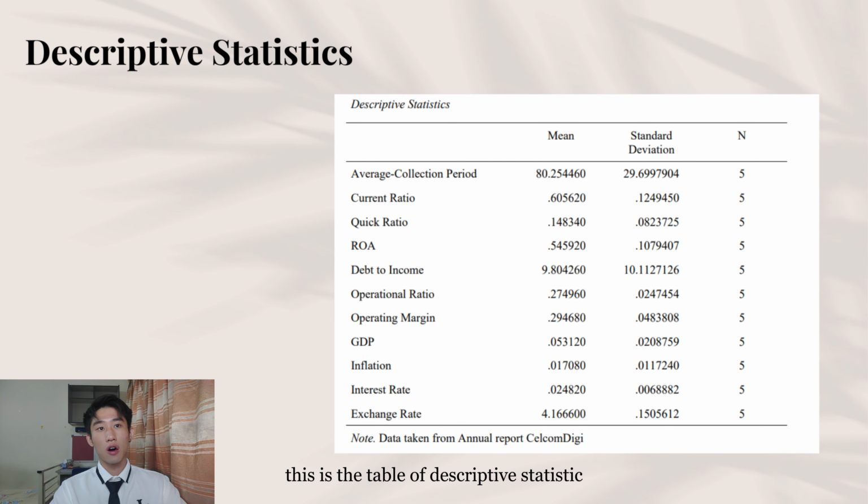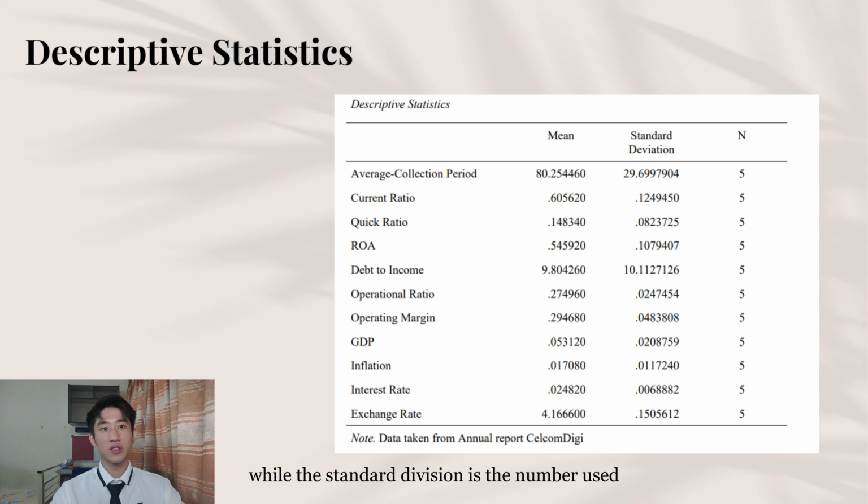This is the table of descriptive statistics. It shows the mean and standard deviation of the variables during the 5 years. The mean is the average value of the 5 years, while the standard deviation is the number used to tell how measurements for a group are spread out from the average.